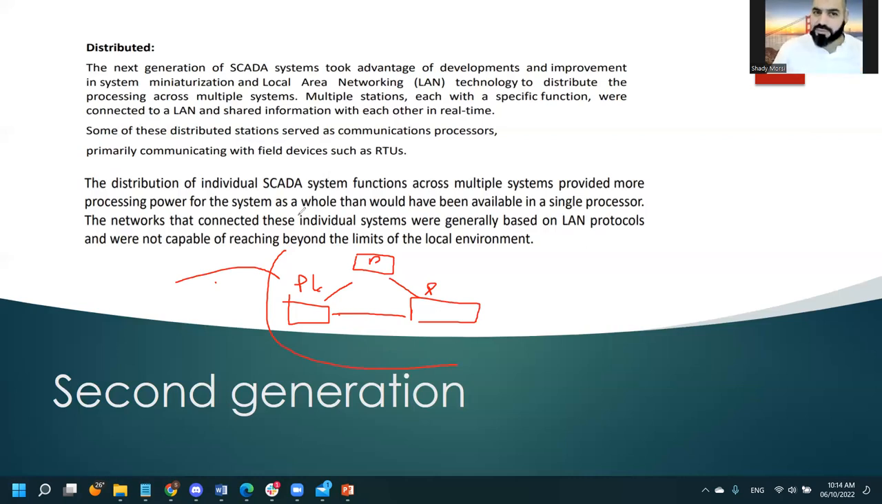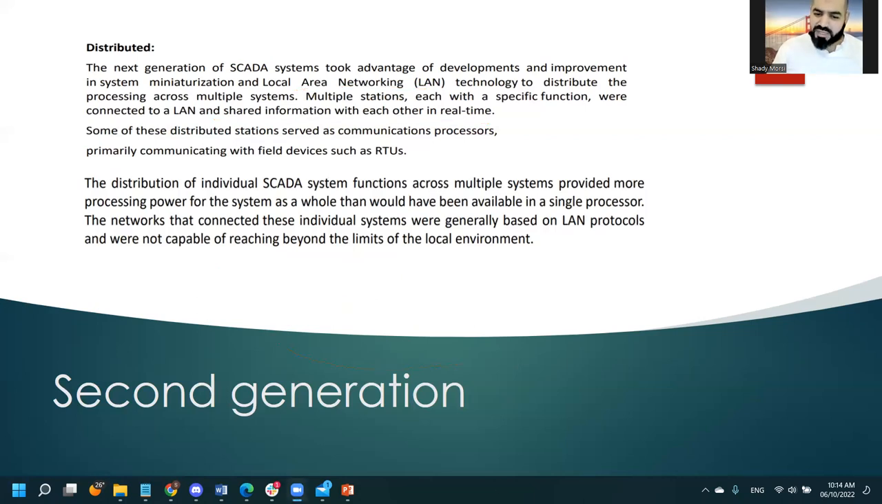And that's why it's saying here, the next generation SCADA system took advantage of development and improvement of local area network LAN technology to distribute the processing across multiple systems, which is basically you have multiple PLCs carrying the job, okay? Multiple stations, each with a specific function, were connected to a LAN and shared information with each other in real time and shared the information with the distributed controller over here, that's the master server. Okay, guys? But at that time also still, there is no internet. And back in the 80s, we didn't connect the system to the internet, okay?